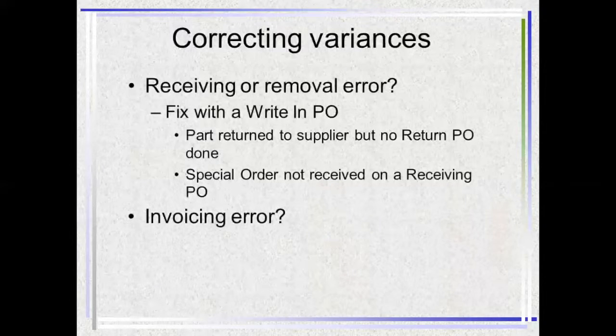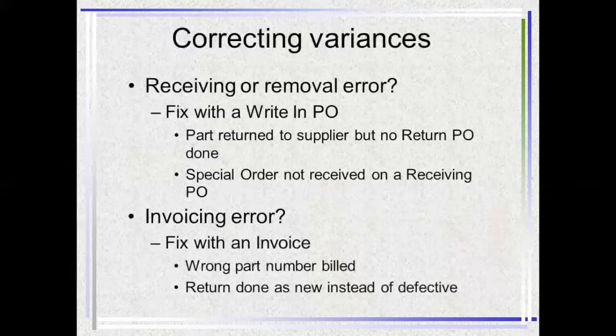Was the variance caused by an invoice error? Fix the mistake with an invoice. A few examples are the wrong part number was billed out, a return was done as new instead of as a defective.